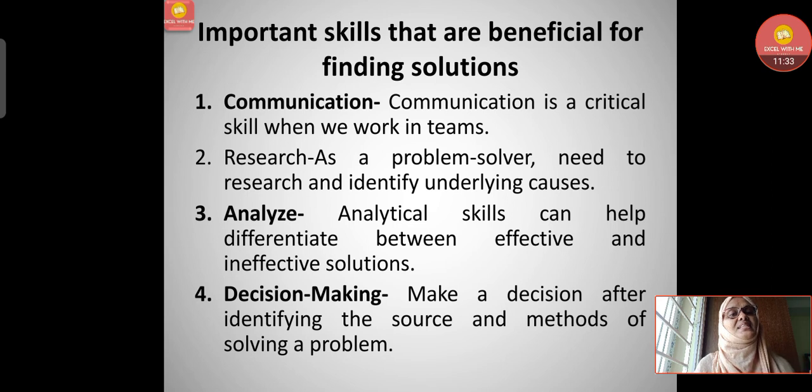Then analyze, that is, analytical skills can help differentiate between effective and ineffective solutions. We should have the power of analyzing things. Which are the effective solutions, which are ineffective solutions, we should be able to differentiate between them. Then the fourth one and the last one, decision making.